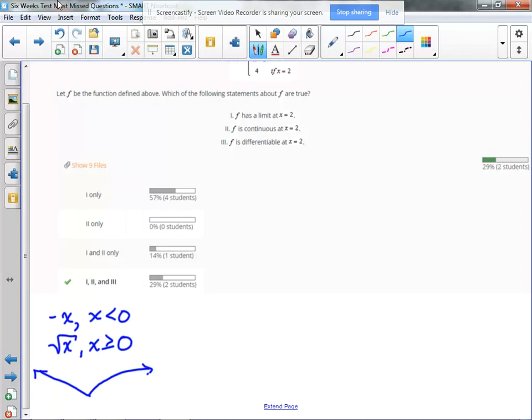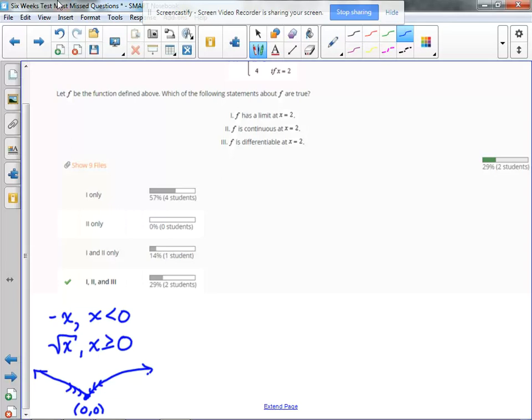So let's talk about these statements asked about in this question. At 0, let's talk about 0. Does it have a limit at 0? Well, sure. It's headed towards, from both sides, the same value of 0, 0. So it has a limit. Is it continuous? Well, yeah. The two pieces meet. They have the exact same y value at 0.